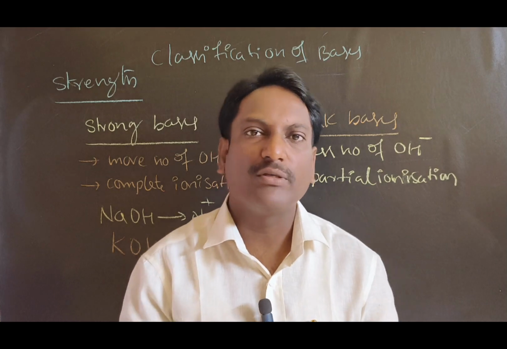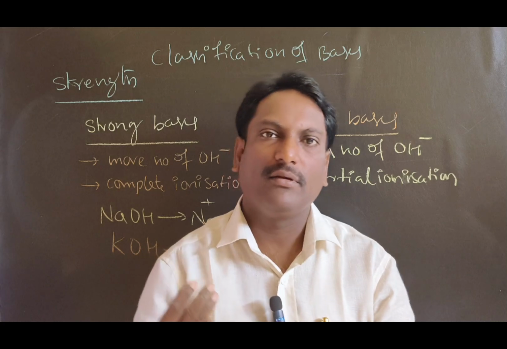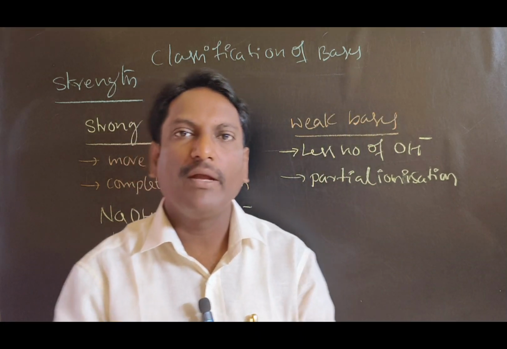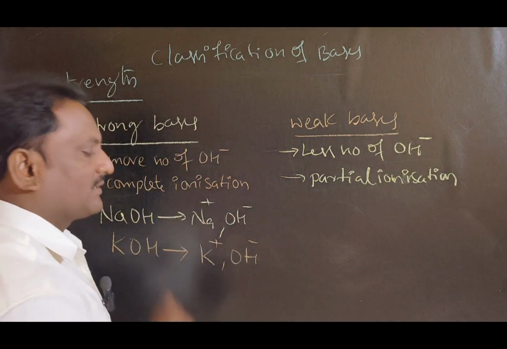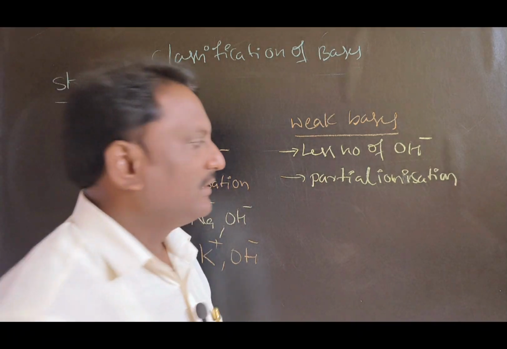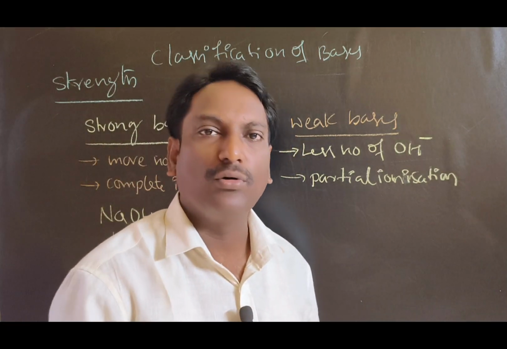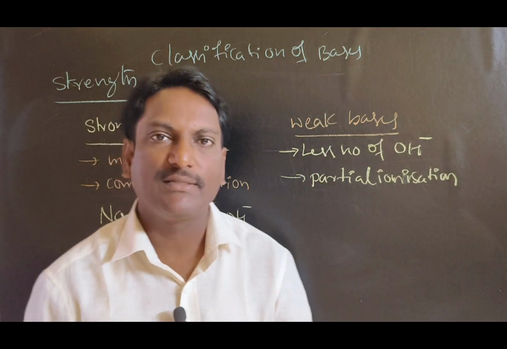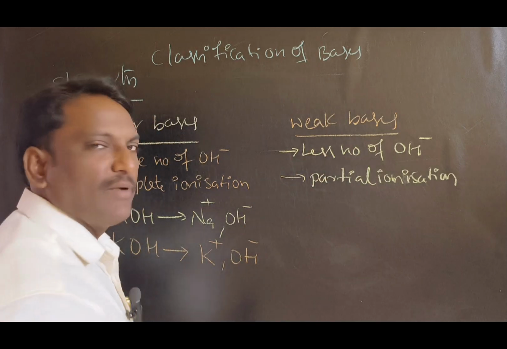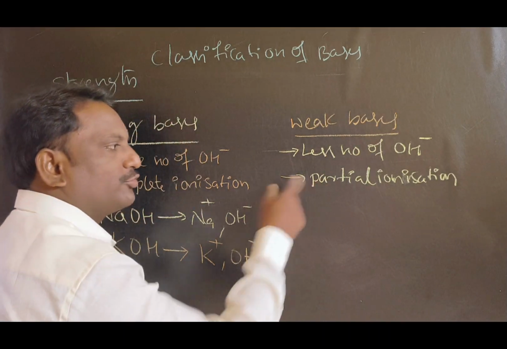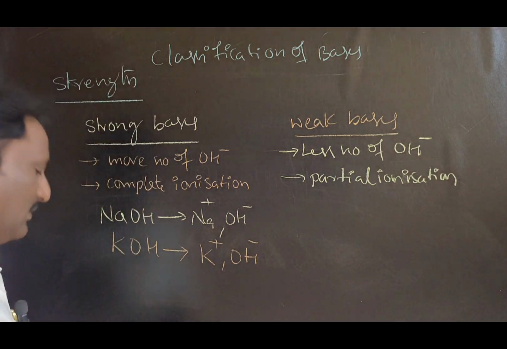But during this process, the split molecules again have a tendency to come back and combine and make a molecule. So that's why it's a reversible reaction. In this case, irreversible reaction. In this case, reversible reaction. So due to reversible reaction, there is no availability of more number of OH minus ions. So less number of OH minus ions are available due to partial ionization. The reversible reaction occurs.